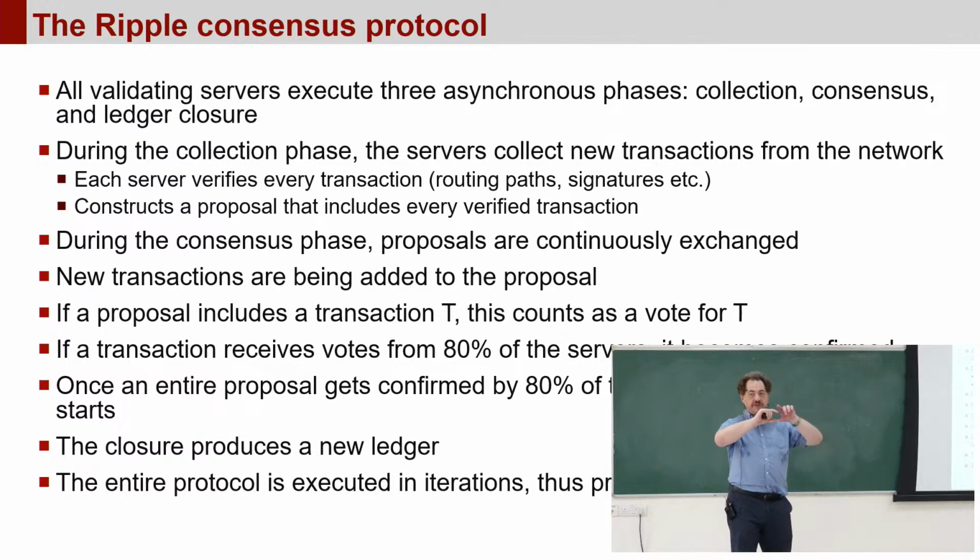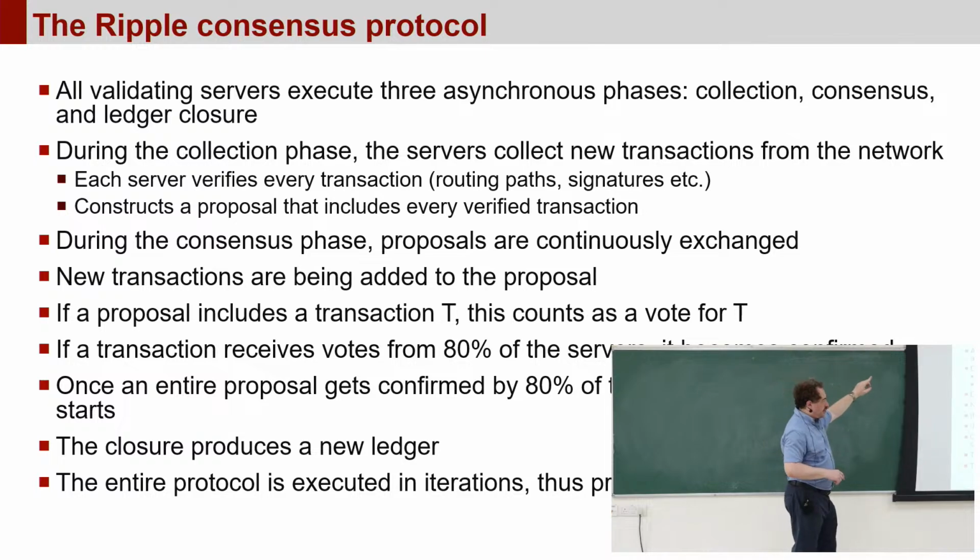In Bitcoin or Ethereum, we have a single chain of blocks, right? In Ripple, instead, there is a chain of ledgers, and each ledger would include many transactions. And then the whole thing works in a loop, the 3 phases, right? After the previous ledger is closed, we start the new collection phase.